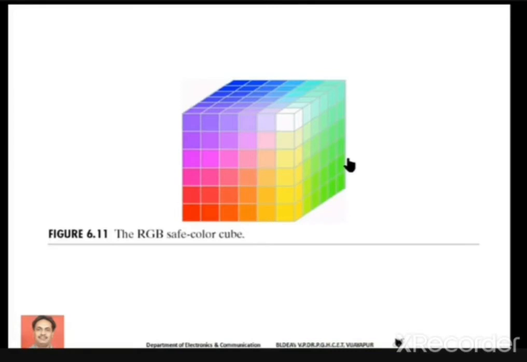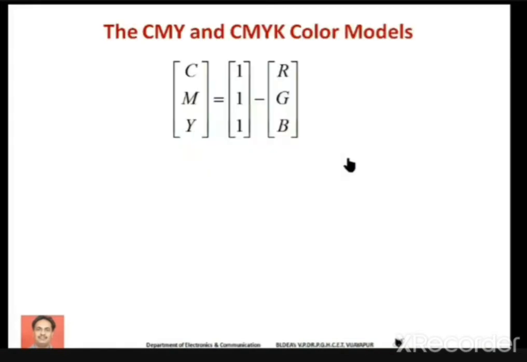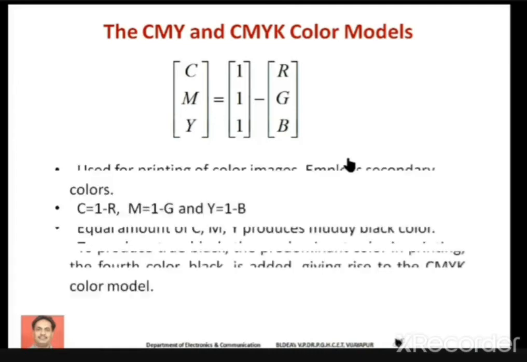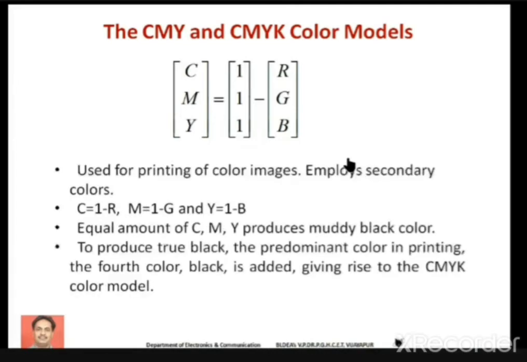Okay, this is about the RGB color model. We have the second color model, which we call the CMY or CMYK color model. Remember, this color model is mainly used for printing of color images. CMY stands for cyan, magenta, and yellow, so that it employs the secondary colors for representing different colors, right? So it is mainly used for printing.